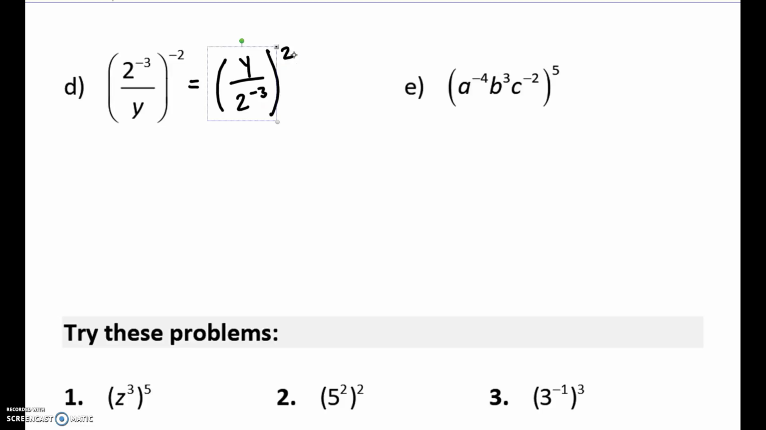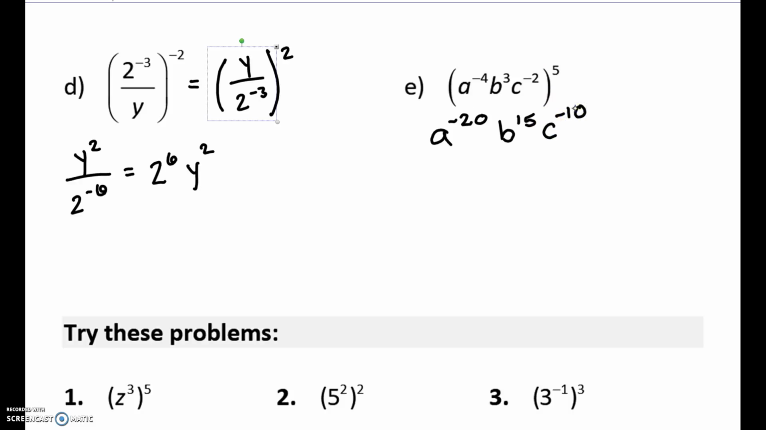Now I'm going to apply the exponent. I get y squared over 2 to the negative 6th, which is the same thing as 2 to the positive 6 y squared. I just simply flipped that exponent up into my numerator. Now I'm going to apply the 5th power over here. I get a to the negative 4 times 5 is negative 20. B to the 3 times 5 is 15. C to the negative 2 times 5 is negative 10. So anything with a negative exponent goes to my denominator. I get b to the 15th over a to the 20th, c to the 10th, and that's my answer.